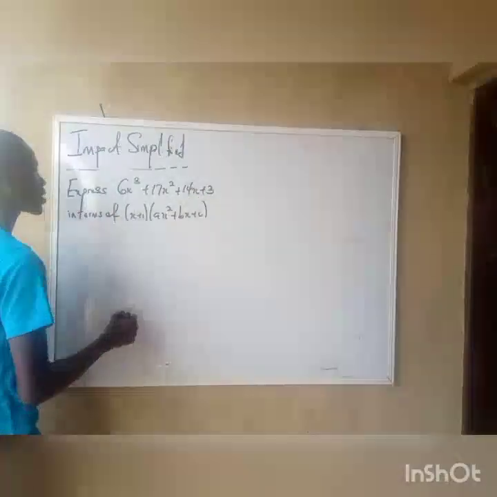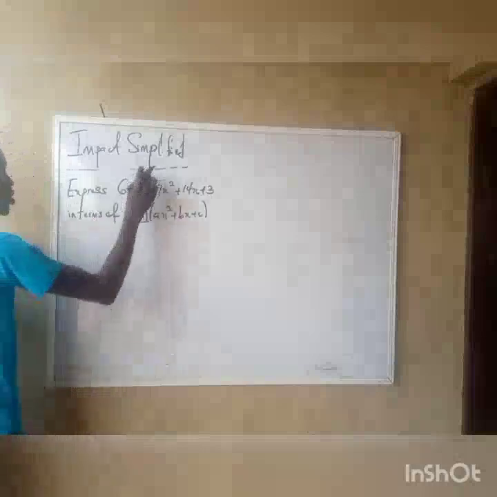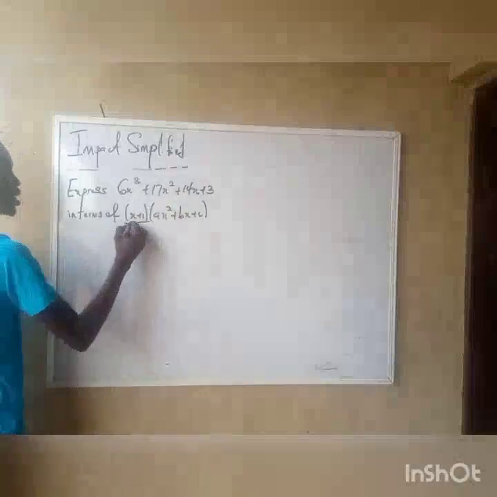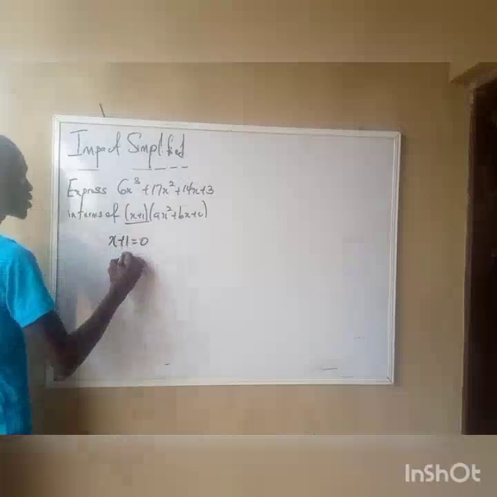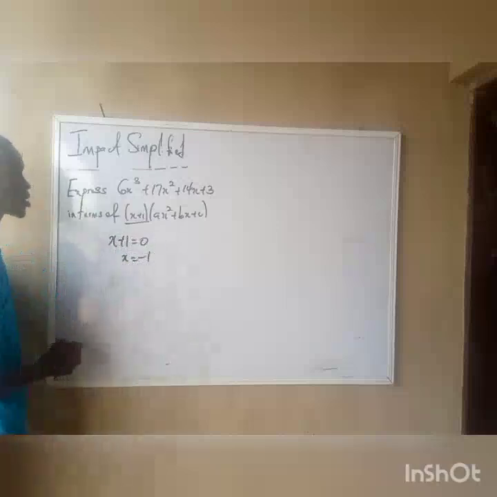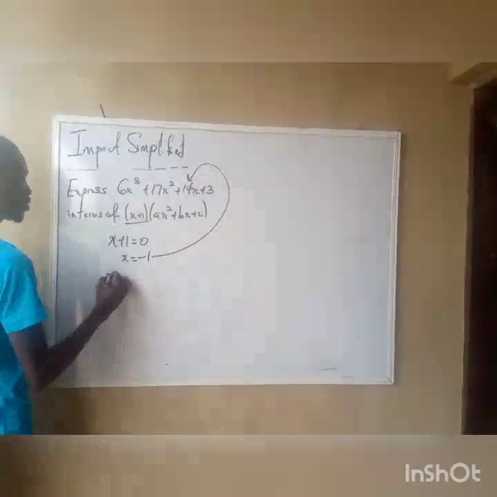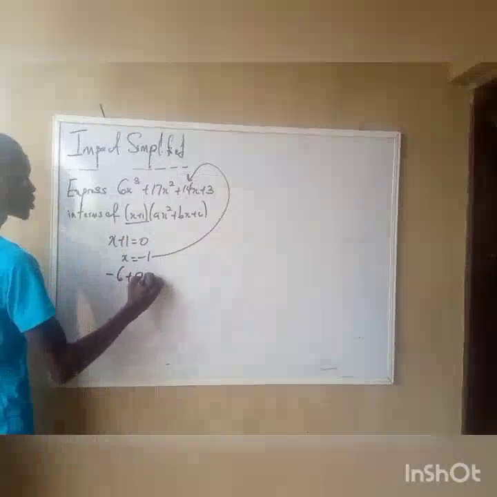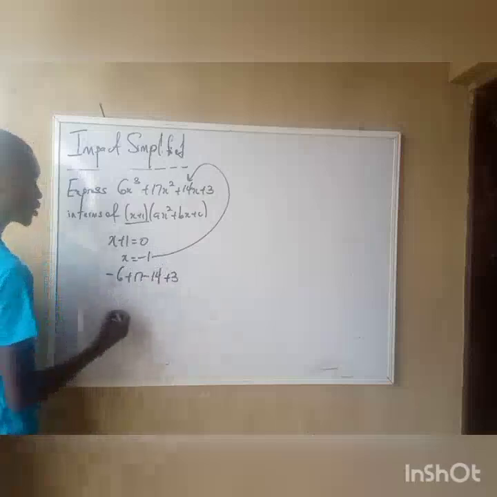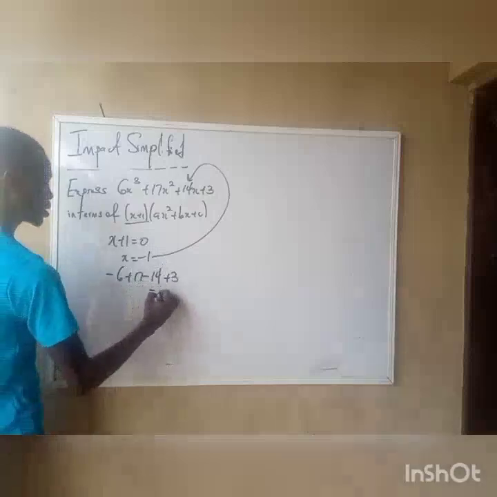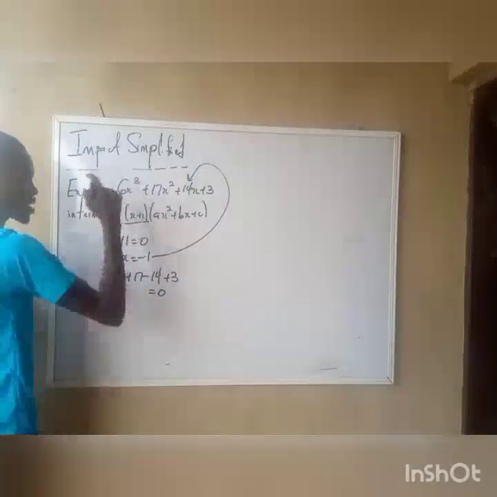And from this, they have said that this is a factor of this. And let us test it. Let us equate this linear equation to 0. We have x plus 1 is equal to 0. That means your x is equal to minus 1. Equate it inside the bigger equation. That will give us minus 6 plus 17 minus 14 plus 3. And all this, looking at it, will give us 0. So that means x plus 1 is a factor of this.